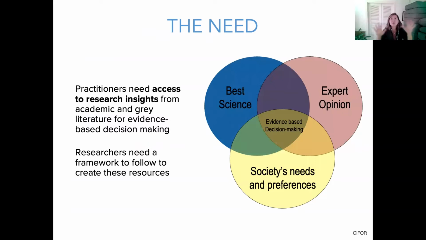So we have this sort of multi-fold need. Practitioners, such as the ones within my organization, really need digestible insights from research and from broader knowledge. And they also need a framework. So those who are generating knowledge and organizing knowledge need a framework so they can create and share that information so that we can bring this all together to come to evidence-based decision-making and evidence-informed practice.